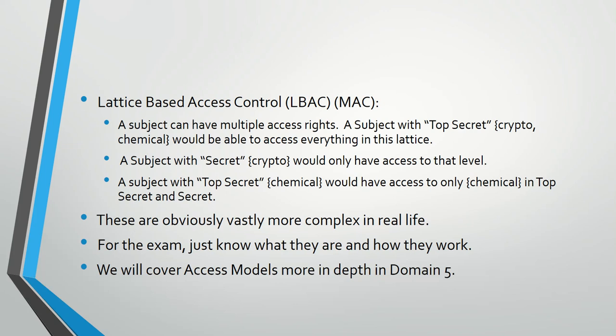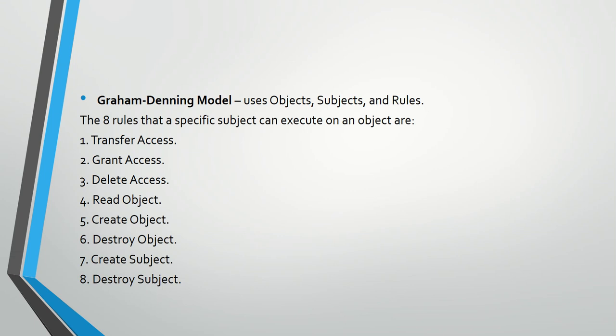In real life, definitely there can be many different complex examples. So it can be used in the access matrix format where roles are defined for each and every user. We also have the Graham-Denning model, which uses subjects, objects, and rules. There are 8 rules that a subject can execute on an object or subject, and these rules are transfer access, grant access, delete access, read object, create object, destroy object, create subject, destroy subject.